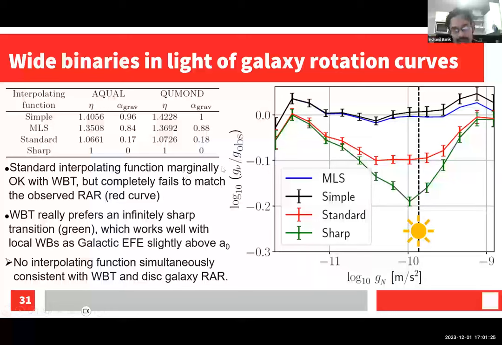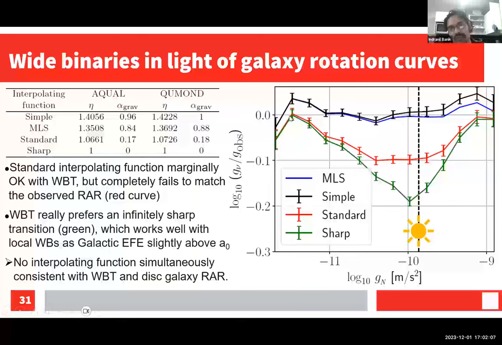But importantly, what you should look at is the graph on the right, where we've shown the radial acceleration relation from disk galaxies. What's shown in particular is the Newtonian gravity on the x-axis. And on the y-axis, the ratio between the predicted g according to some particular interpolating function and the observed g. So obviously, ideally, the data should fall on a horizontal line at zero. That should happen with a good model. And indeed, with the black and blue models, which correspond to the simple and MLS functions, that is more or less what happens. We omitted the error bars in the blue model, but they're basically the same on all models, because errors come purely from the g obs.